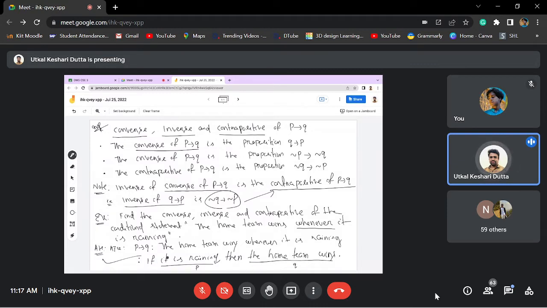Now the statement is in the form of if P then Q. P is it is raining. Q is the home team wins. The given statement, the home team wins whenever it is raining, is P conditional Q, not Q conditional P. We have to find the converse, that means Q conditional P. Inverse means negation P conditional negation Q. Contrapositive means negation Q conditional negation P. We have to find these three compound propositions.